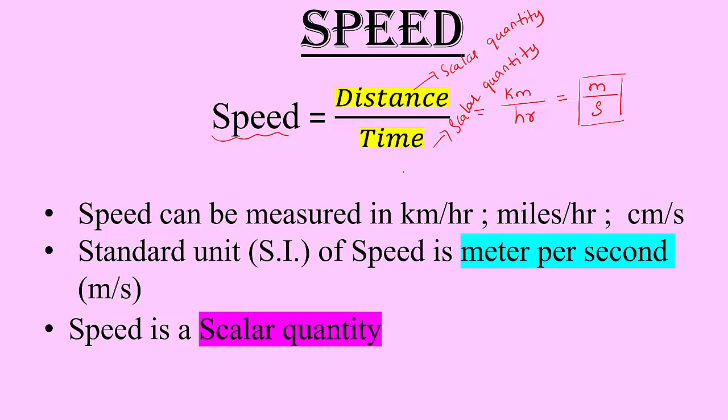When you are talking about time, for example, what is the time now? I can say it is 10 AM. Does it have a particular direction? No. That's why these two terms are scalar quantities, so speed becomes a scalar quantity. So what is speed? The rate of change of distance. The equation for speed is distance divided by time, its SI unit is meter per second, and speed is a scalar quantity.